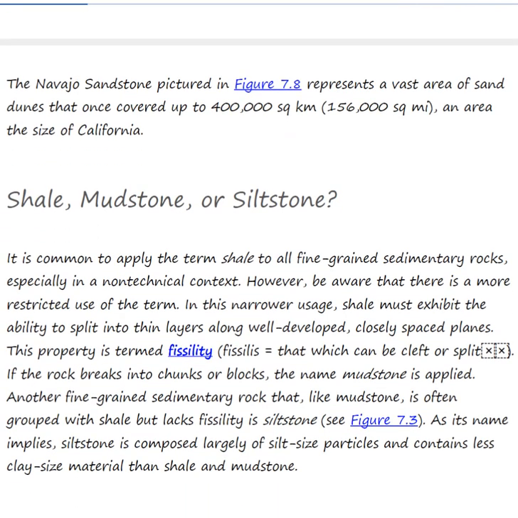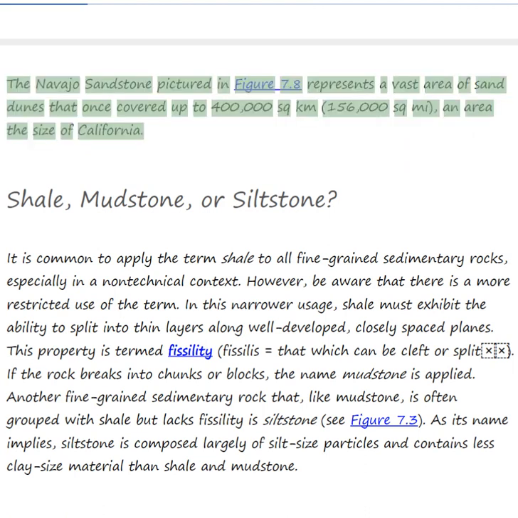Did you know? The Navajo sandstone pictured in Figure 7.8 represents a vast area of sand dunes that once covered up to 400,000 square kilometers, an area the size of California.